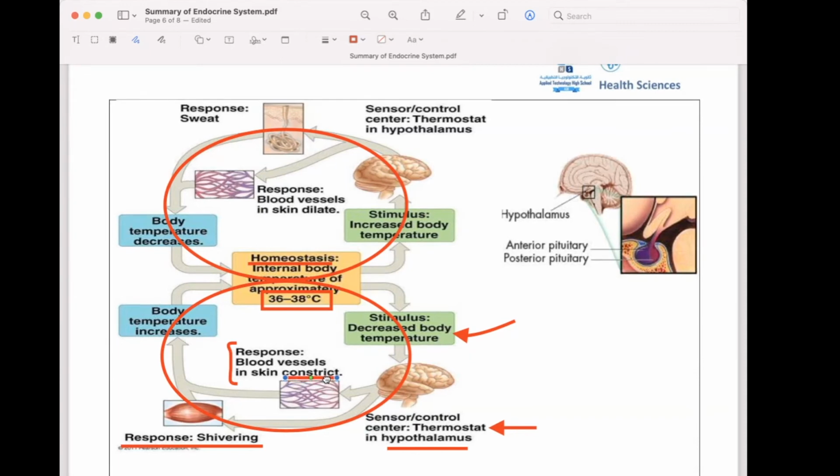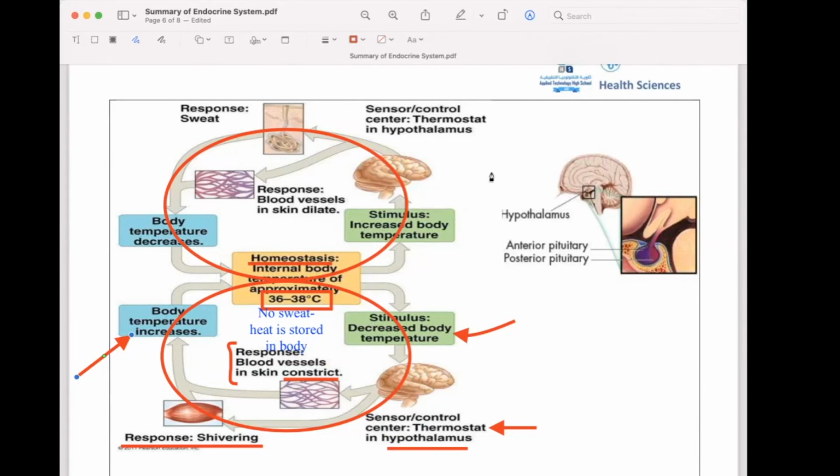Constrict means less blood goes through the blood vessels to the skin, and less sweat is produced, or no sweat is produced. It means that heat is stored in the body. You got it? Because we produce sweat to release the heat. And once there is no sweat, the heat is stored in the body and your body temperature goes back to normal. It increases again and then goes back to normal.